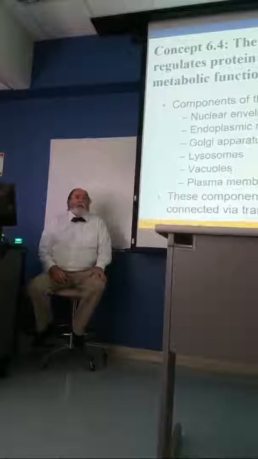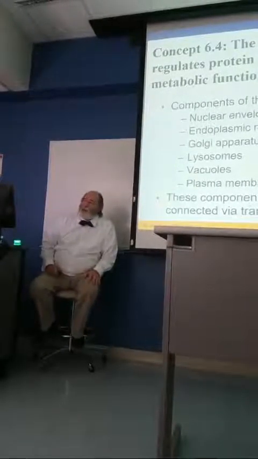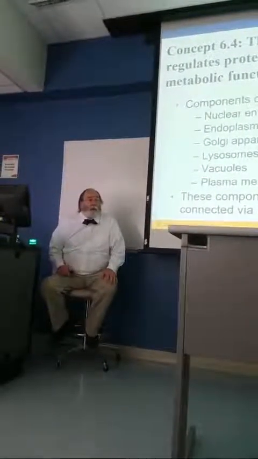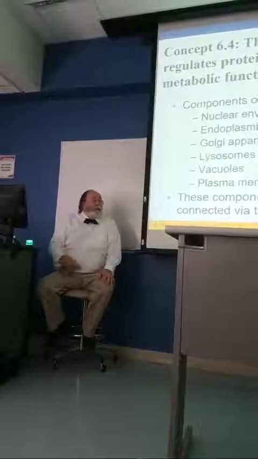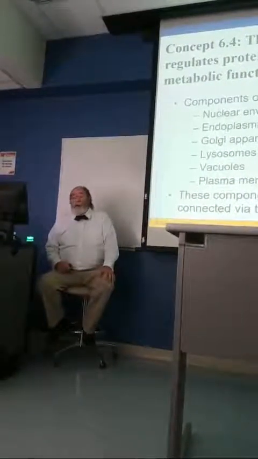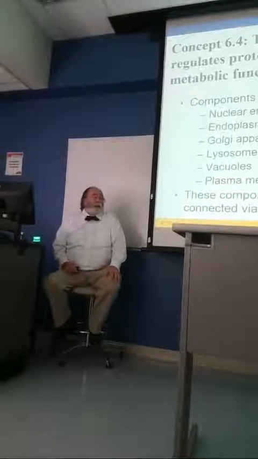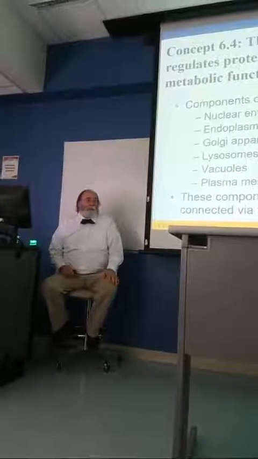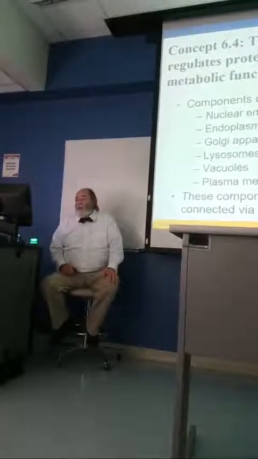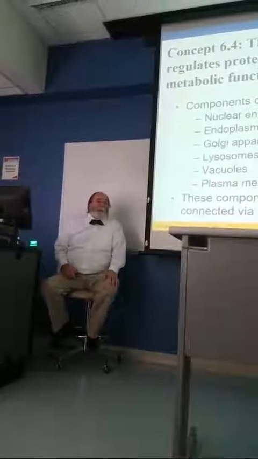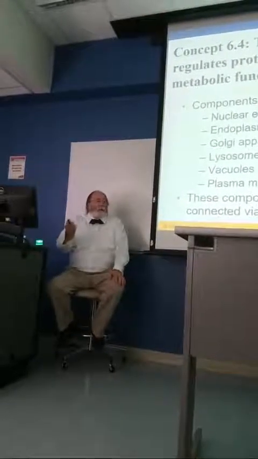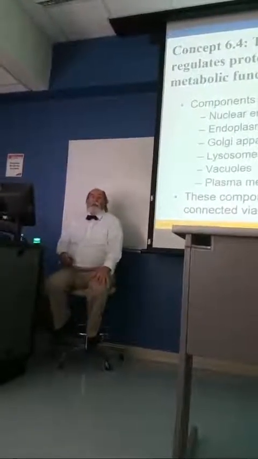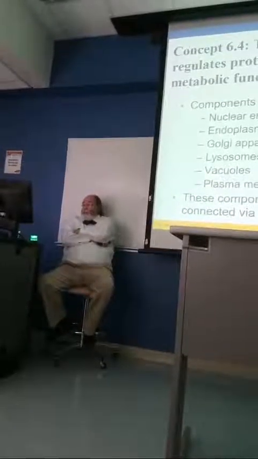Lysosomes have to have a membrane because they have very nasty enzymes in them that break down cellular parts and debris. They're the garbage dump, so they need to be separated from the rest of the cell. Vacuoles in a plant can open and close to allow water to come in. Plasma membrane protects, controls the internal environment of the cell.